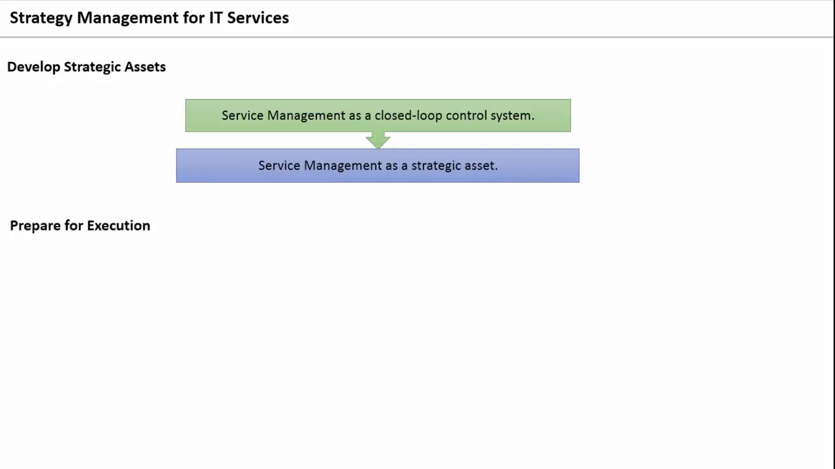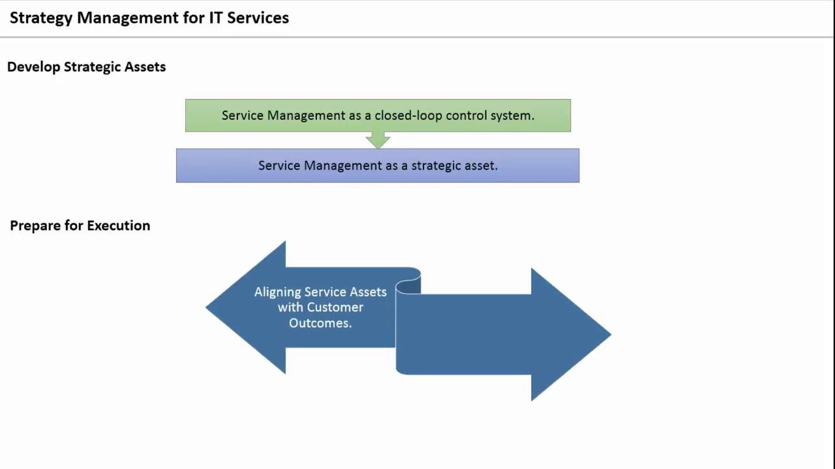Prepare for execution, aligning service assets with customer outcomes, prioritizing investments. Usually, strategy management is the responsibility of the executives of an organization. It enables them to set the objectives of the organization, to specify how the organization will meet those objectives, and to prioritize investments required to meet them.